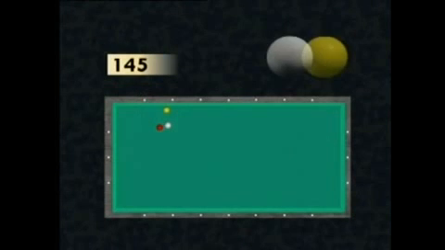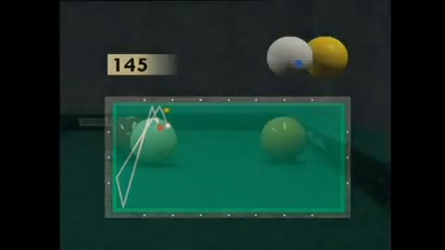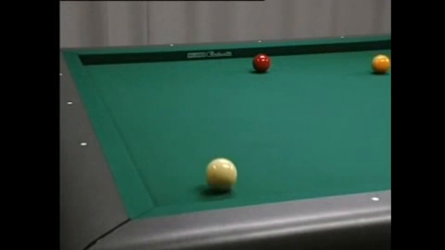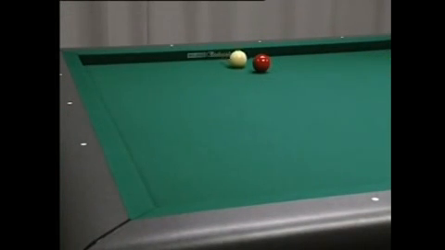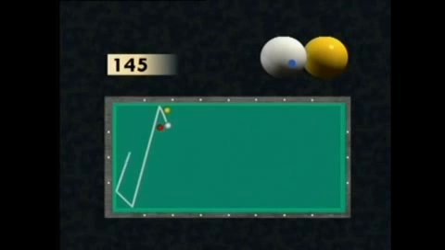This is a very nice shot, which you have to know how to recognize. It offers two options. The first one with follow English. In the second one, you play the yellow ball thinner, which also allows you to execute the shot with reverse English.